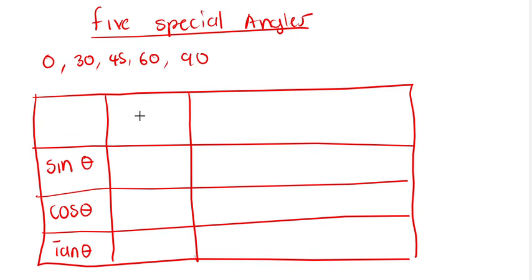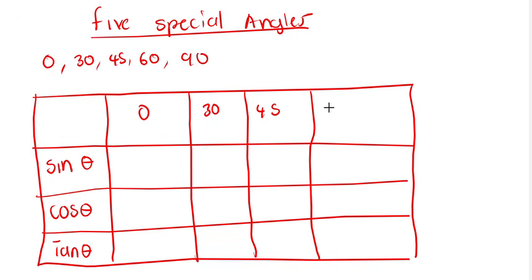So remember, we have 0, then we have 30, then we have 45, then we have 60, then you have 90, right? So it is very much important for you to know how to convert these ones. Now remember, these are degrees. So it's very good for you to know these special angles also in radians. So let me put, this is radians, degree.